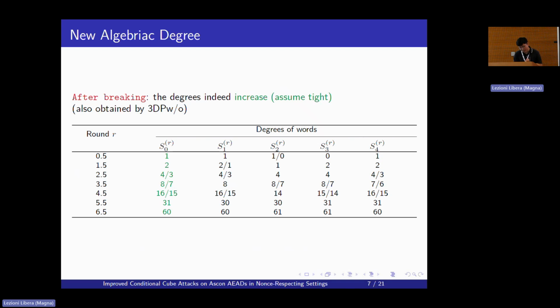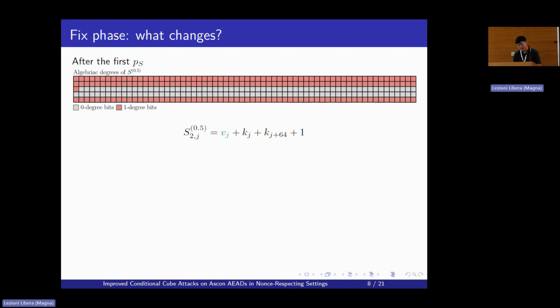After breaking it, with the same method, the 3-subset division property, we can check the algebraic degree upper bound. After the breaking, it increases. For example, for the 7th round, it increases from 59 to 60 now. So we manually create some conditions here, actually. The next phase is the fix phase.